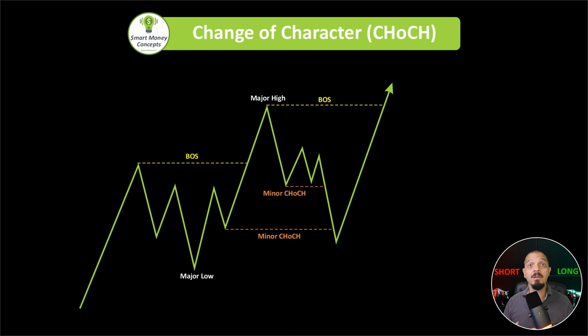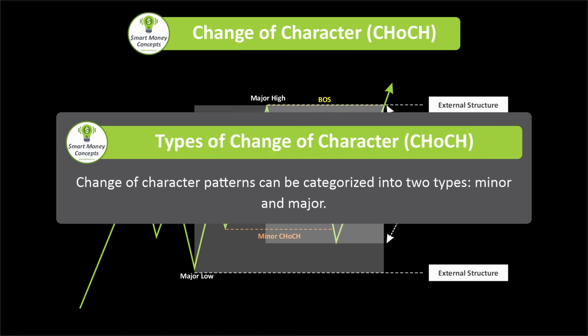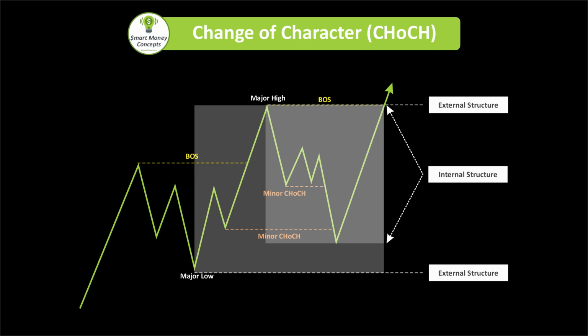In the bullish scenario, consider how the price forms a series of valid breaks of structure. The low and high that define these breaks are our major structures associated with the first valid bullish BOS. As previously noted, any price action that occurs between these two structures is deemed internal. Change of character patterns can be categorized into two types, minor and major. For instance, each time the price breaks any internal low, it signals a minor change of character.